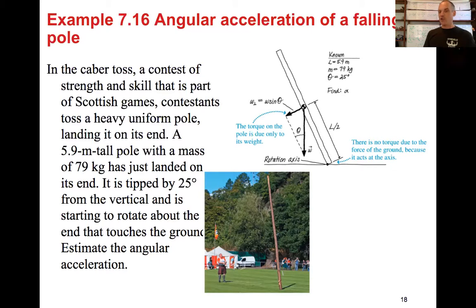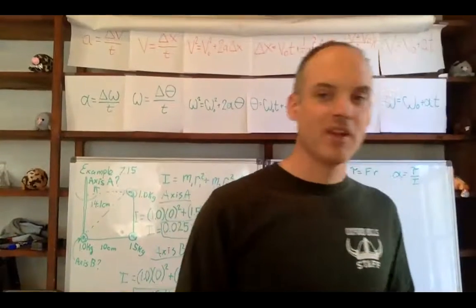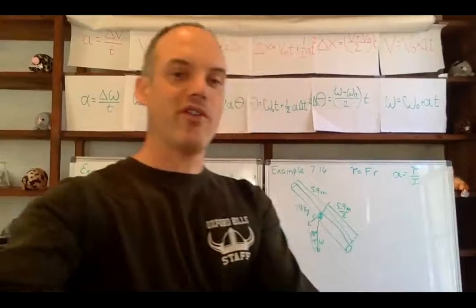So the pole is 79 kilograms and has a length of 5.9 meters. In this scenario, the gentleman threw it, and it has an angle of 25 degrees off the vertical when it touches the ground. We just want to figure out the angular acceleration. We know a lot of different things about it, and we just need to apply those to the angular acceleration. So that's what the second board is for here.